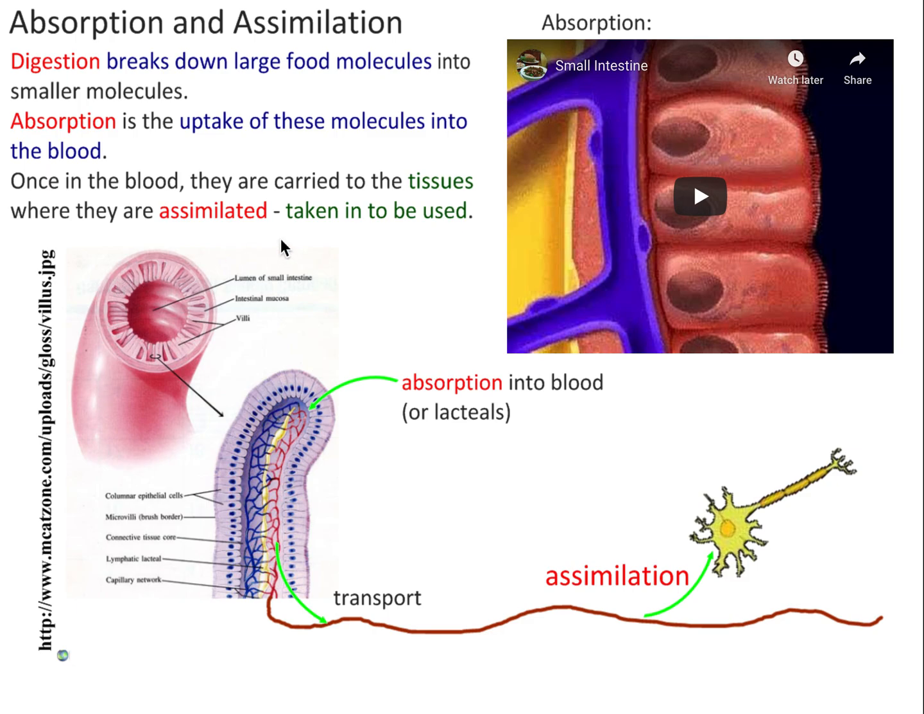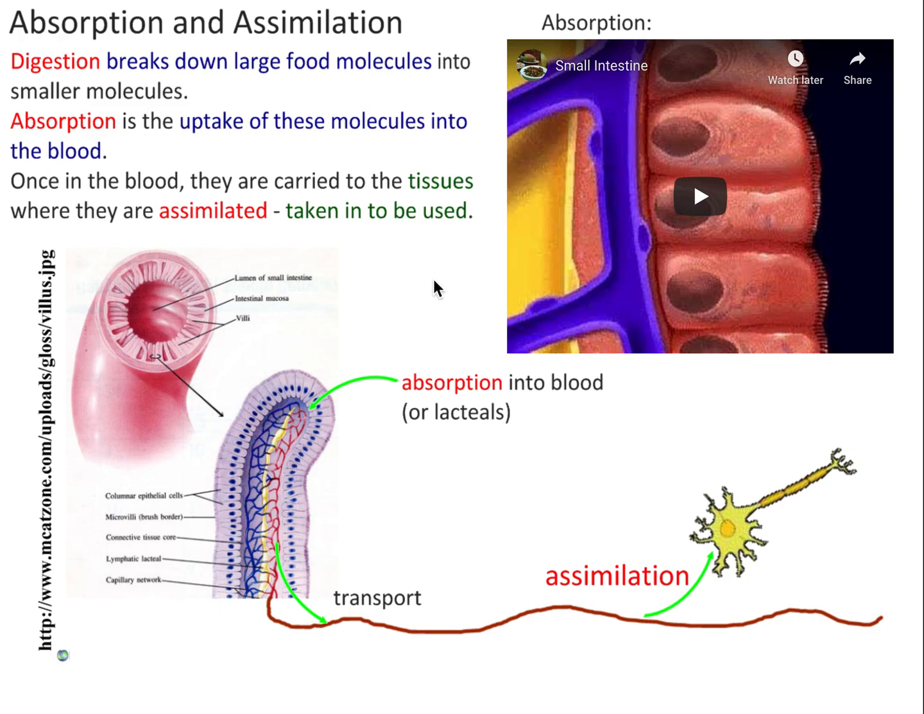So absorption and assimilation. Digestion is breaking down the large food molecules. So that's one part of the digestive system. But the second part of the digestive system is absorbing it. We want to get those nutrients. We don't want to lose it, right? We don't want it all to release from our body. So absorption is the uptake of these molecules into the bloodstream. So once in the blood, they're carried to the tissues where they are assimilated or taken in to be used.